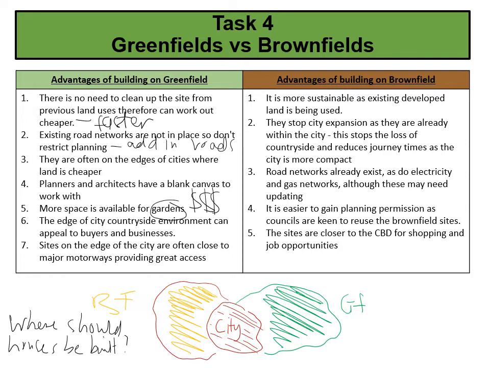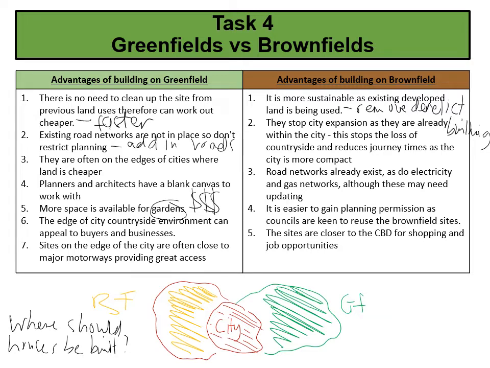So let's look at the brownfield sites then. Number 1, it's more sustainable as existing developed land is being used. So instead of going on to brand new land, they're using land that's being used for something else. So not only do they remove those derelict buildings, but then they're also reusing that land for something else. So it's essentially like what we're told to do: reuse, recycle, reduce, instead of buying something new. So instead of buying plastic bottles every single day, buy a plastic bottle that you can reuse.